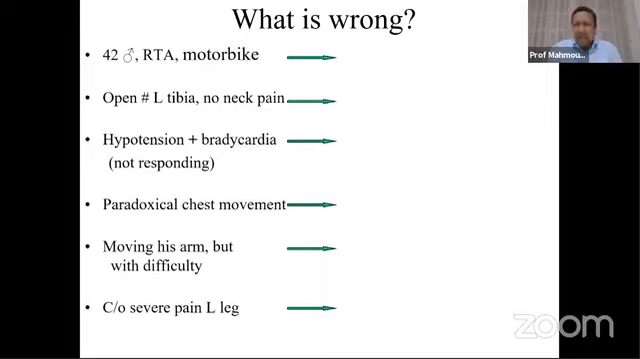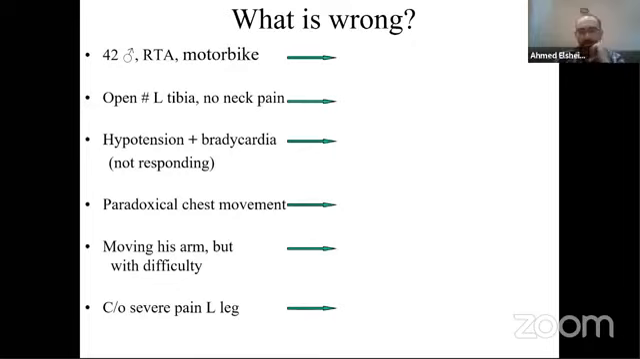Motorbike accident, probably he was thrown maybe several meters away from his motorbike. You get that open fracture tibia, and the patient is talking, but when you ask him, do you have any pain in your neck? He said, no. And he has got this hypotension, bradycardia. Chest trauma, cardiac arrhythmia, shock. Shock, yes, hypotension means shock. But with shock, with hypotension, usually there is tachycardia. Here, the patient has got bradycardia, which is unusual.